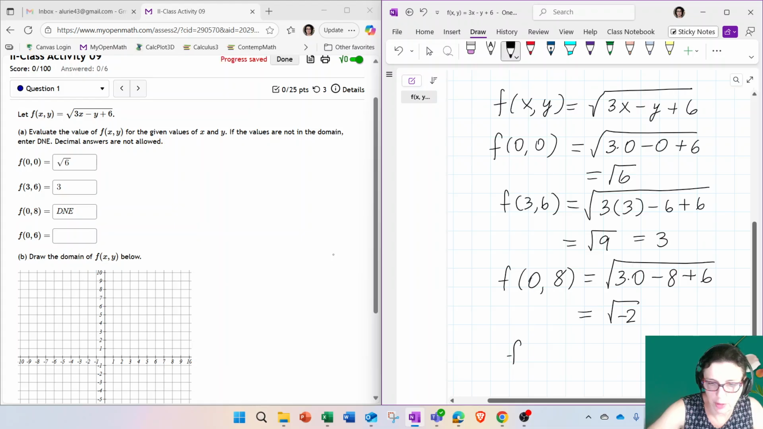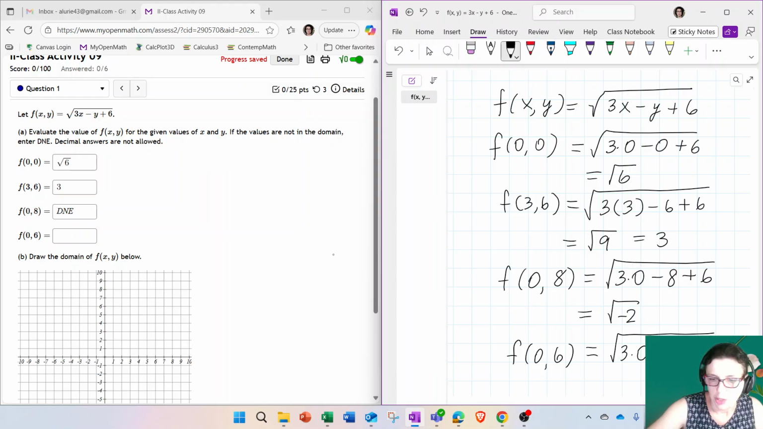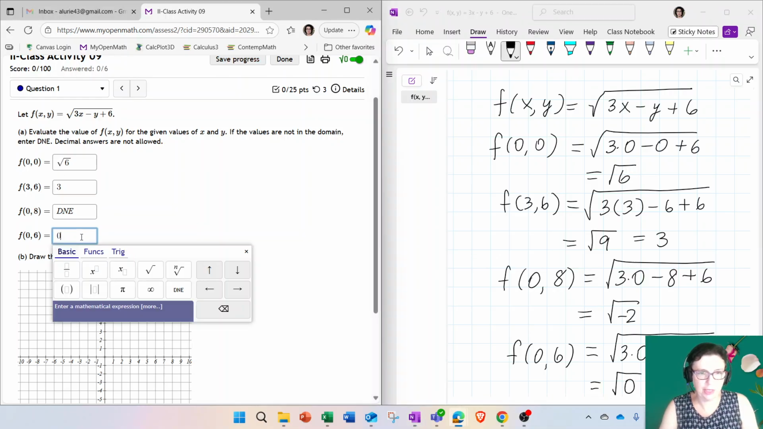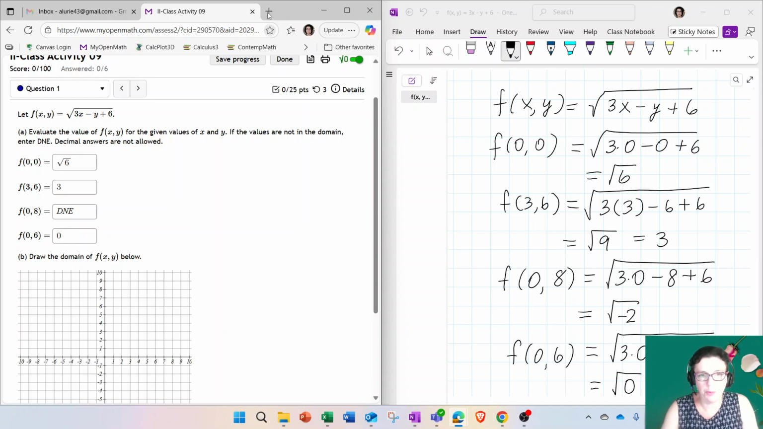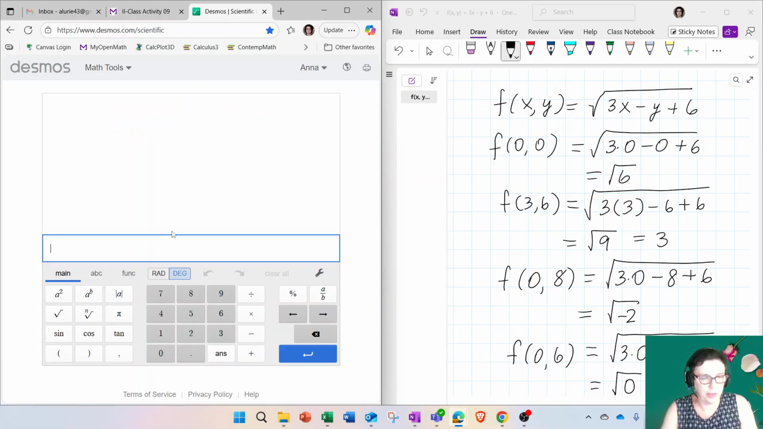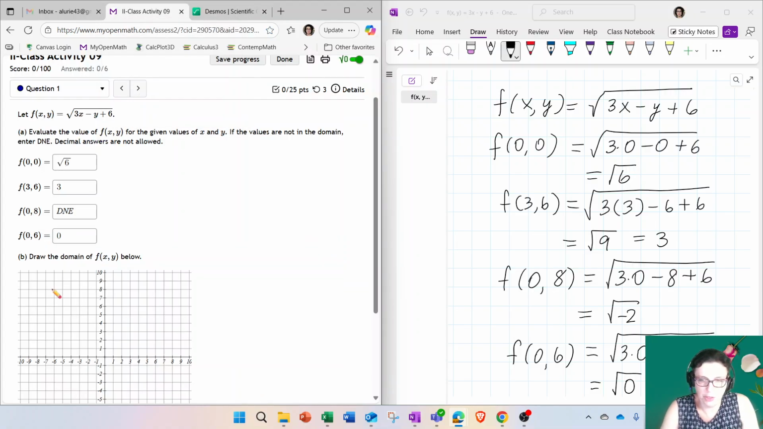Okay, now the next one is f of 0, 6. So we are plugging in x equals 0 and y equals 6. So in this case, we actually get square root of 0, and square root of 0 is 0. That's actually one of the mistakes that I see sometimes people make, is that they think that square root of 0 is undefined. I'm not sure why, but if you ask me, is there a number such that if I square it, I get 0? Of course there is, such as 0. So square root of 0 is 0. So I can say that 0, 8 is not in the domain, but these other values are in the domain.